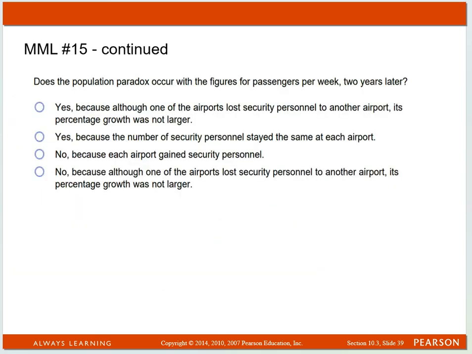The question is, does it illustrate the population paradox? We have to figure out the percentage change here. I'm only dealing with A and C because B stayed the same. Remember, it's new minus old divided by old. I think I'm going to run out of time here, so let me do a part 2 to this.